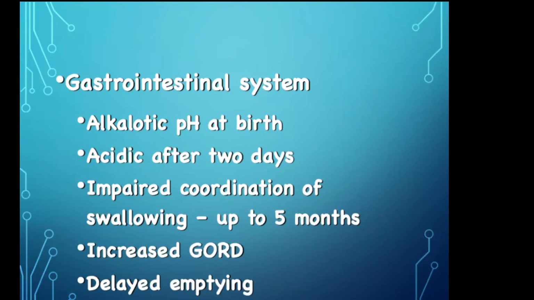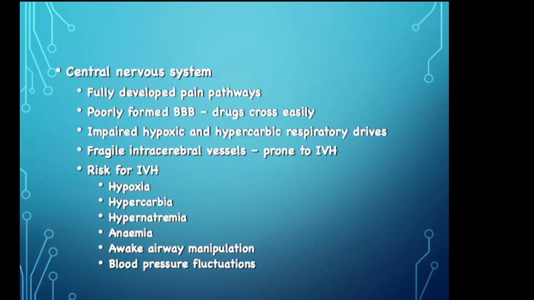In terms of the GIT, infants don't actually have acidic pH in their stomach at birth. It takes 2 days of life outside the uterus before that happens. Their swallowing is poor, making them at high risk for aspiration and gastroesophageal reflux disease.